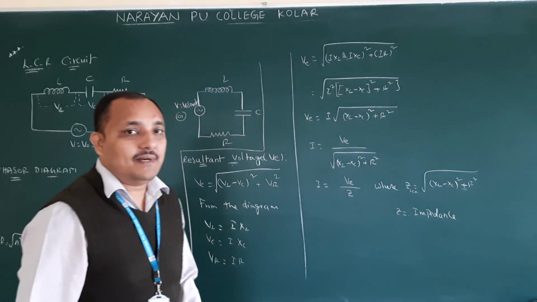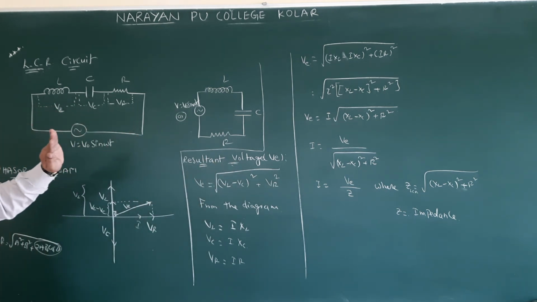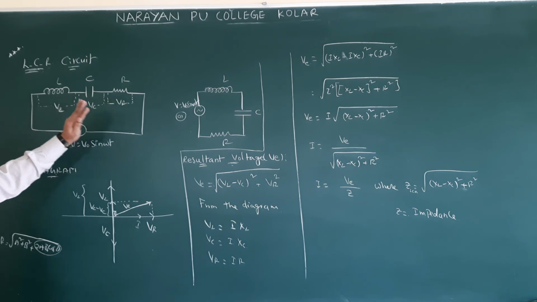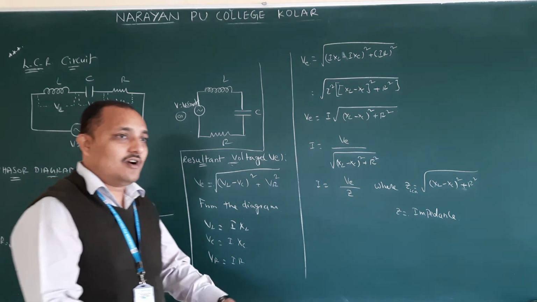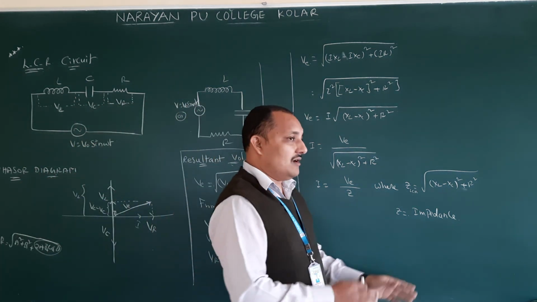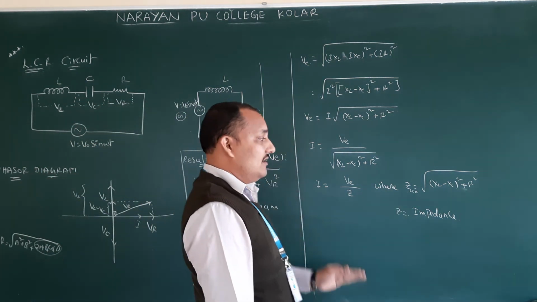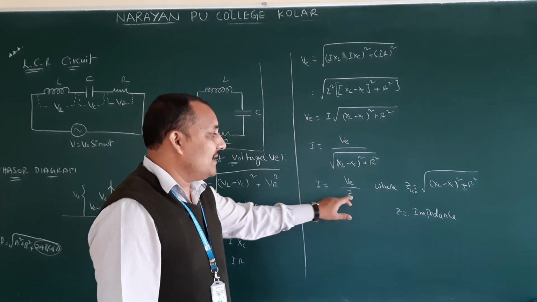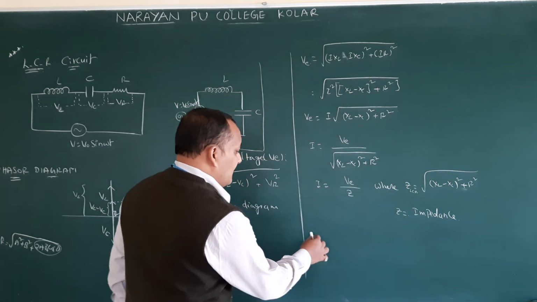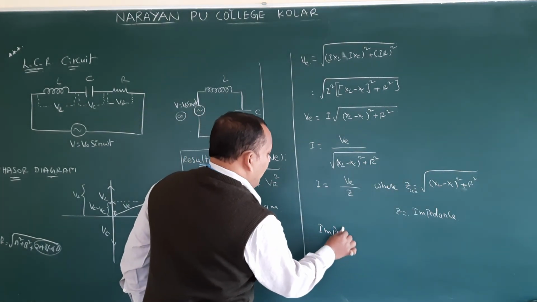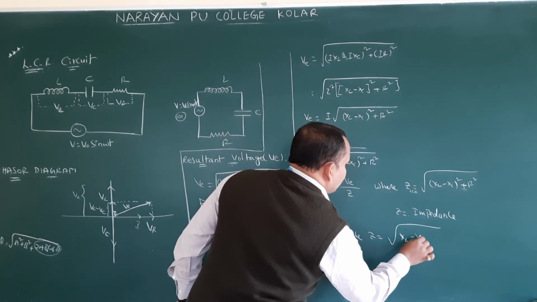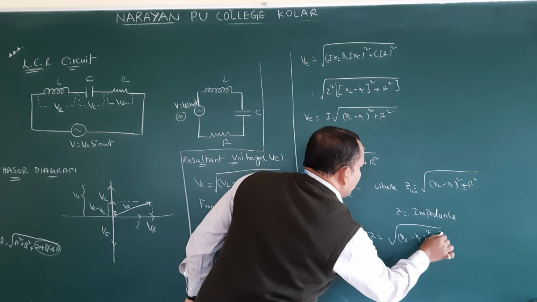So impedance is nothing but the resistance offered by the LCR circuit to the flow of alternating current. That is called impedance. That is also an opposition property, so it is opposing the flow of alternating current in the LCR circuit. Now what is the impedance equation? Z is equal to root of XL minus XC whole square plus R square.